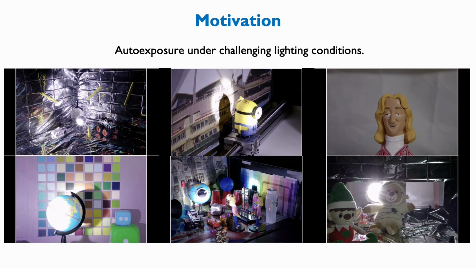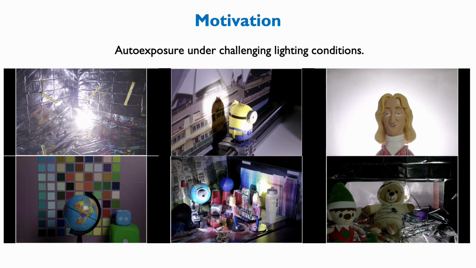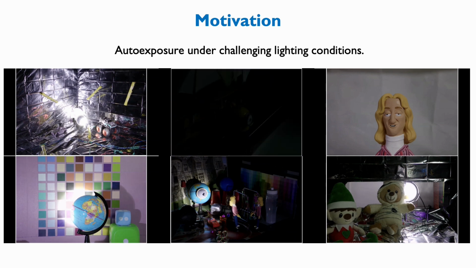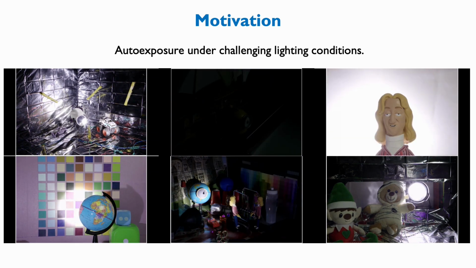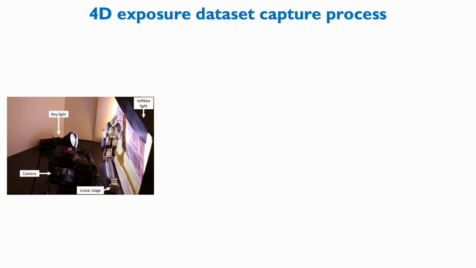Our motivation for this work is that autoexposure currently fails under challenging lighting conditions. Challenging lighting conditions arise from backlights, spotlights, moving lights, flashing lights, and the movement of preferred objects in the scene. Working on autoexposure requires data that contains dimension over time and exposure, a 4D dataset. However, existing datasets contain an exposure dimension but lack a time dimension. To solve this issue, we captured a 4D exposure dataset with dimension over time and exposure.